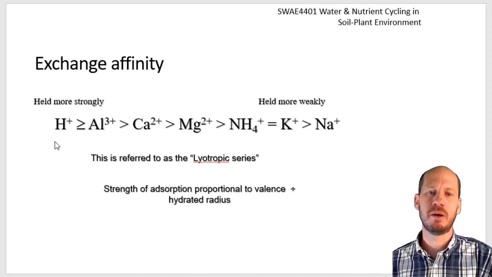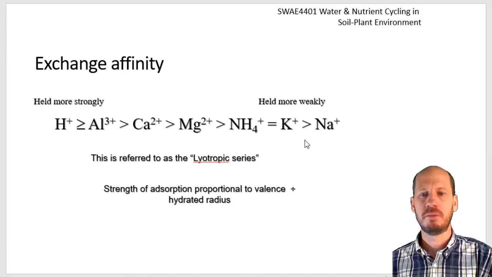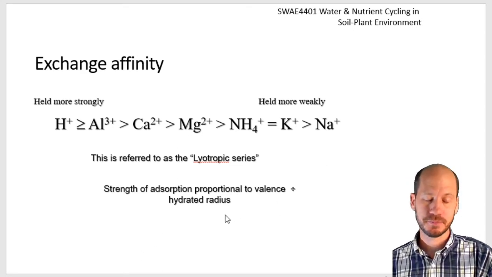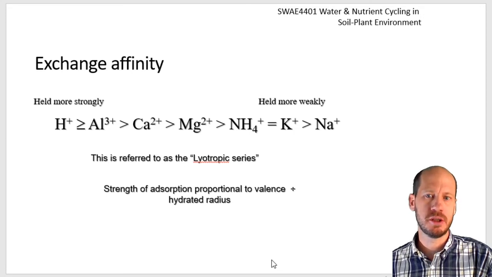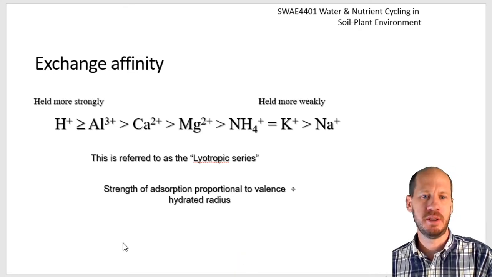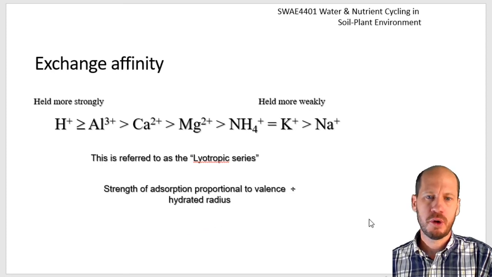So they're less mobile if they have higher affinity. They're more mobile if they have lower affinity. And adsorption is a function of both this affinity but also the concentration. If you have too much of an ion, even if it has low affinity, it will be able to displace other ions from the solid phase. So these two things are important in adsorption: one is the exchange affinity, and the other one is the concentration of these ions.